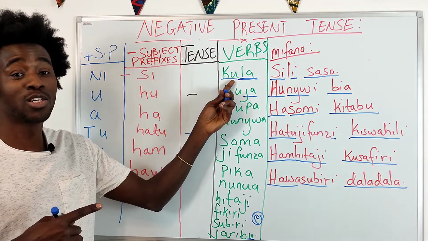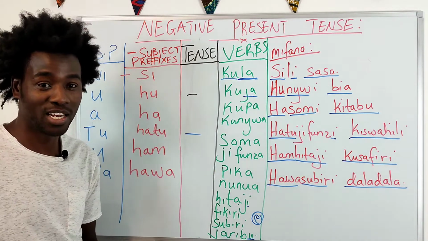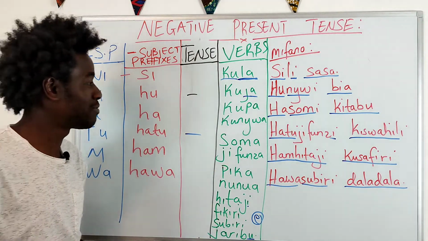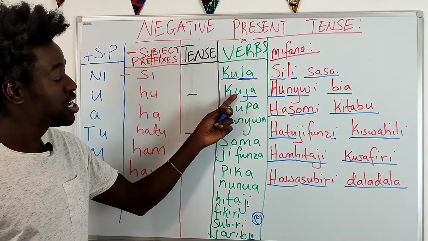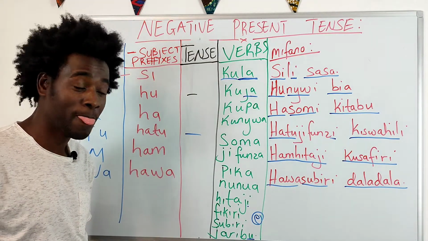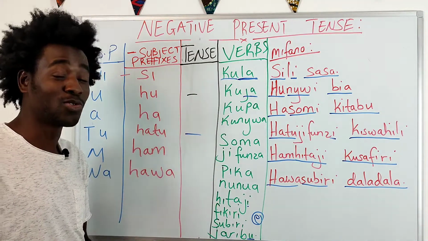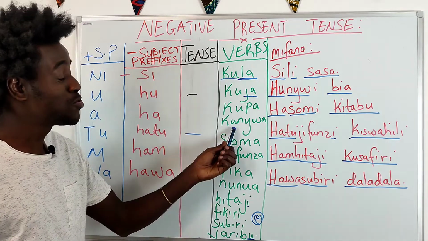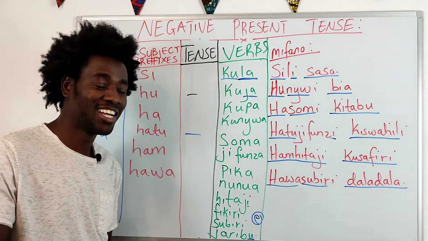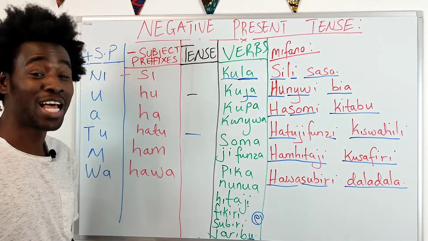Kula, this means to eat, or to take a meal, or to have lunch, dinner, or whatever. And kuja, this means to come. Kupa, this means to give. And kunywa, to drink. And the rest are non-monosyllabic verbs.